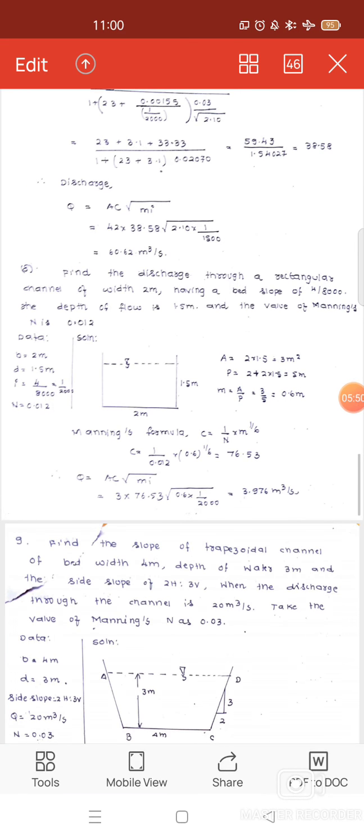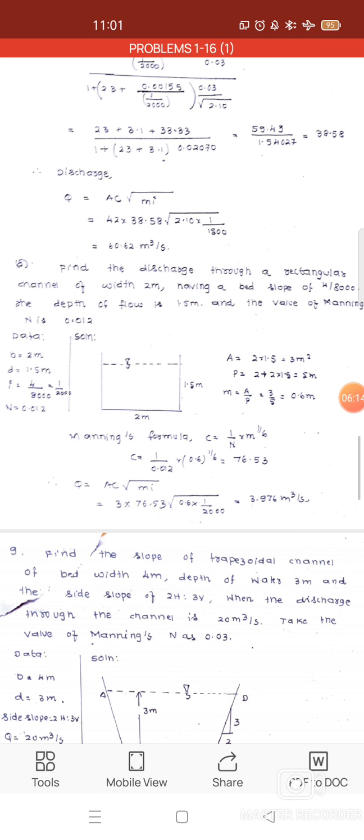Find the discharge through a rectangular channel of width 2 meter having a bed slope of 4 by 8000. So 4 by 8000 is nothing but 1 by 2000. 4 by 8 is 1 by 2. So to confuse you, they'll give it in terms of 4 by 8000, or they may give it in terms of 8 by 16,000. We can just take it in terms of 4 by 8 itself, that is 1 by 2.